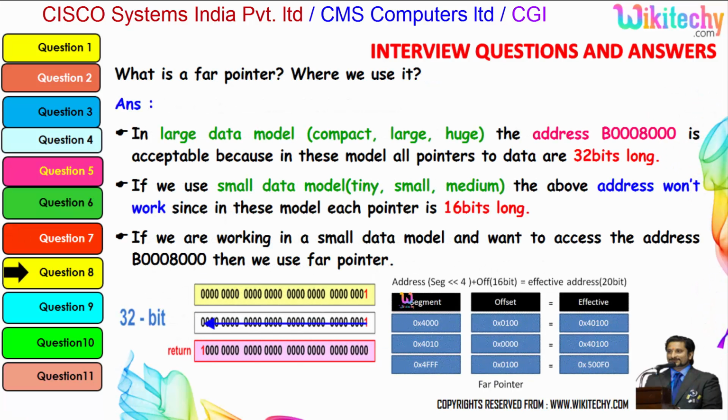Let's move on to the next question: what is a far pointer, and where can we use it? In the large data model, the address B0008000 is acceptable, because in this model all pointers or data are 32 bits long. So it's compact, large and huge. Whereas in the small data models, tiny, small and medium, the above address won't work, since in these models each pointer is 16 bits long. So if you are working with a small data model and want to access the large data model, you'll be using a far pointer. From here to access here, you'll be using a far pointer.